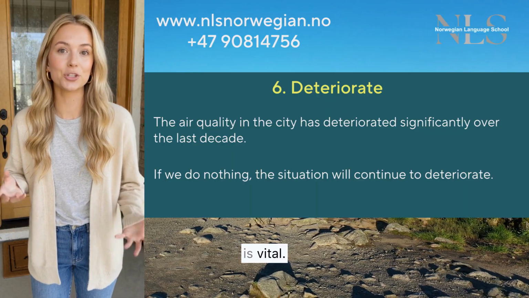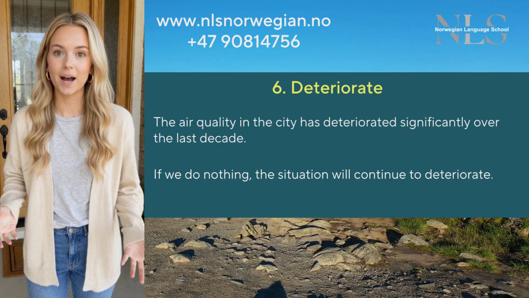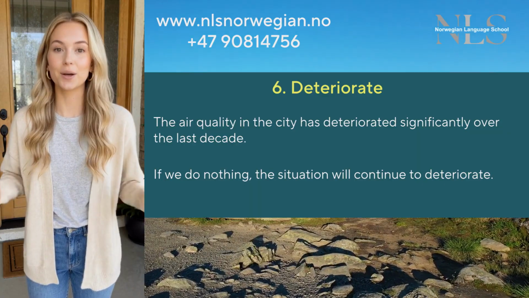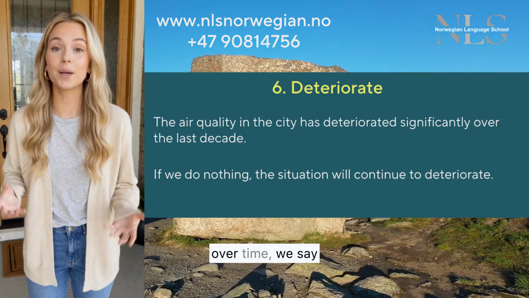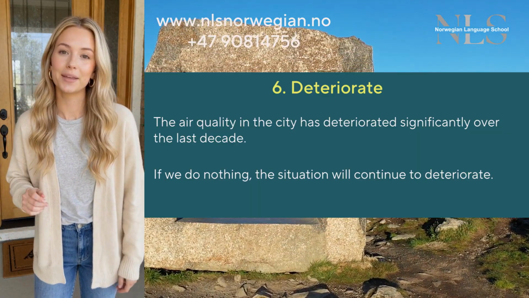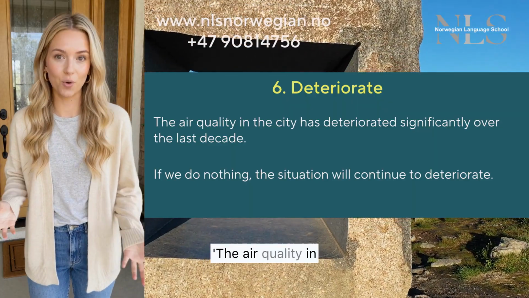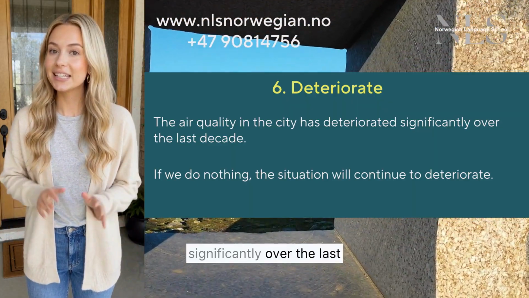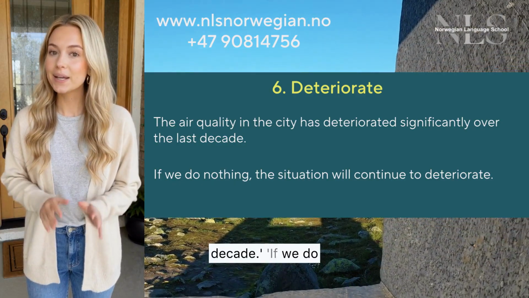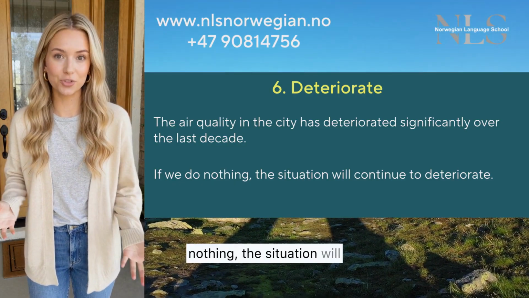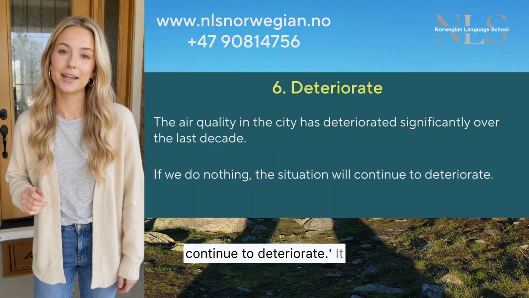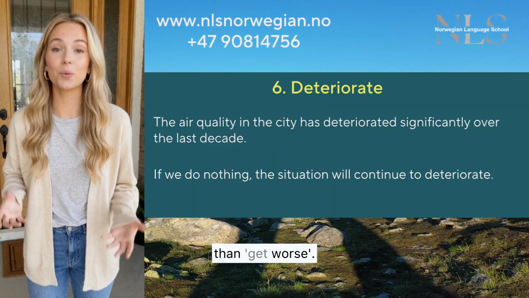Okay, we know nature is vital, but we are hurting it. How do we describe the damage? When something gets worse over time, we say it deteriorates. This is a formal verb. The air quality in the city has deteriorated significantly over the last decade. If we do nothing, the situation will continue to deteriorate. It sounds much more academic than get worse.